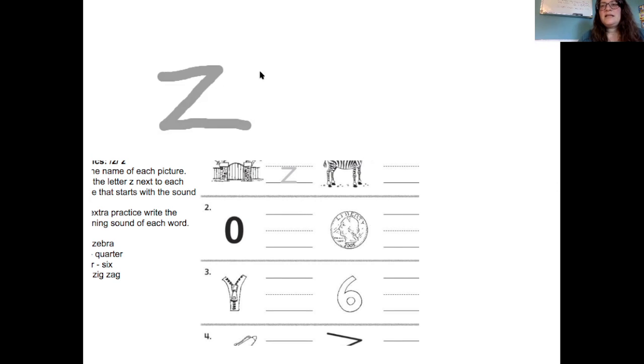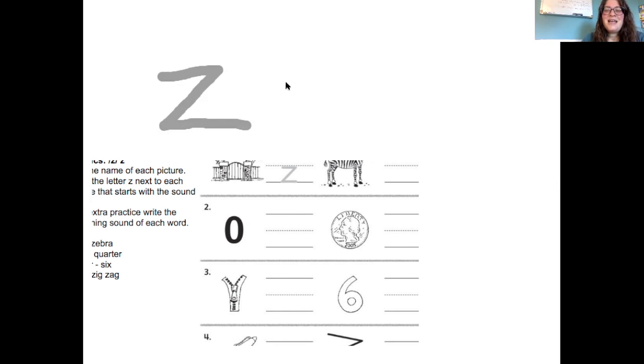I'm going to end this little session here with a little song, and it goes like this. The Z says Z, the Z says Z. Every letter makes a sound, the Z says Z. So I want you to practice that with your families.